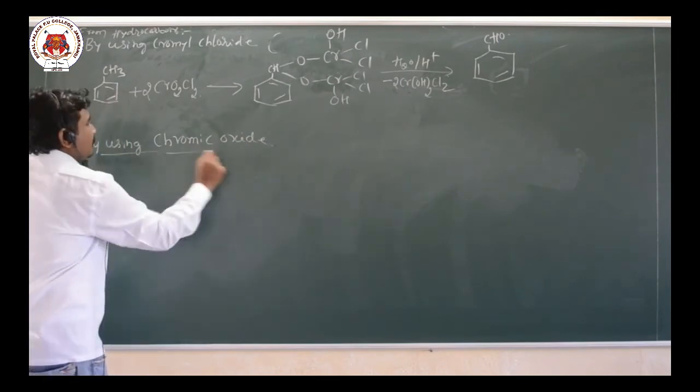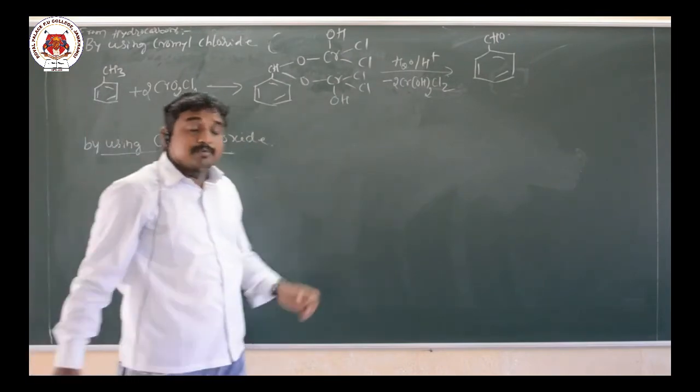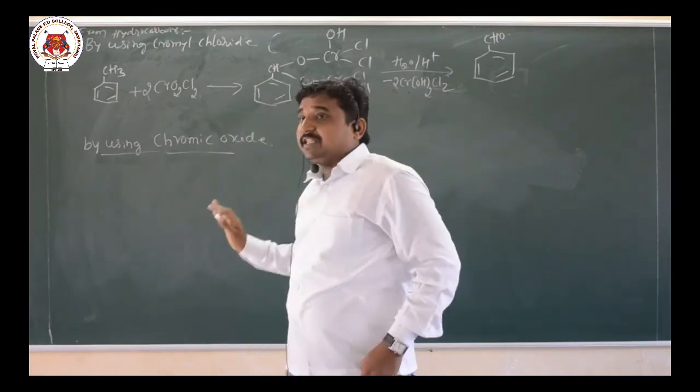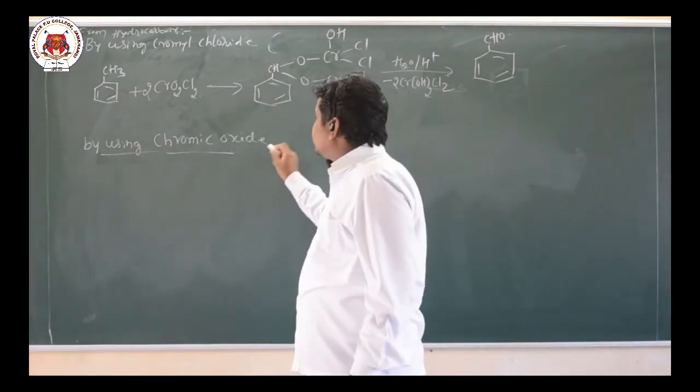Okay. So in the first method, by using what? Chromyl chloride. In the second method, by using what? Chromic oxide, that is CrO3.